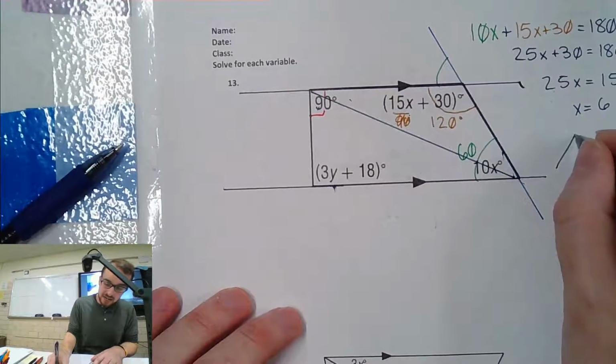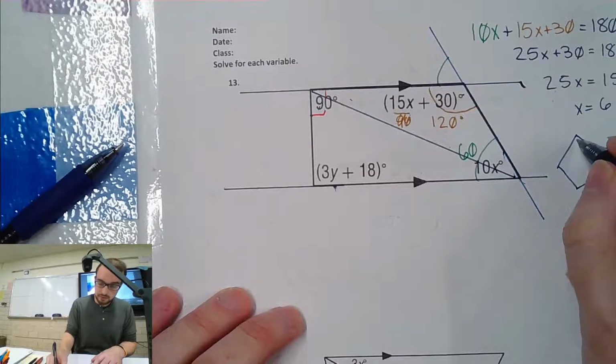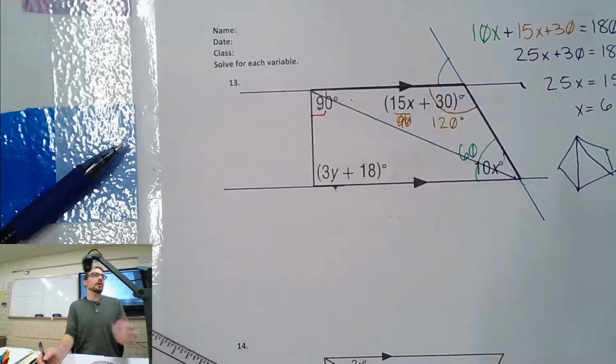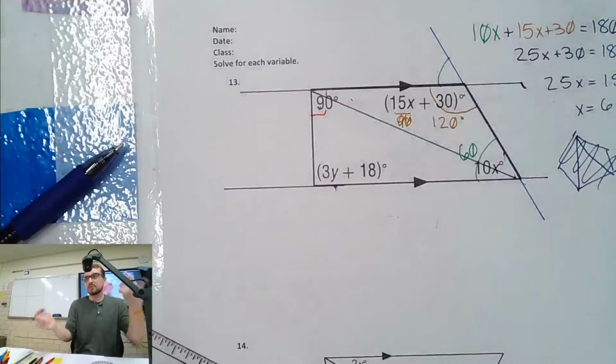So this guy's 360. If I had a 5-sided object, like this, well, there's a triangle, there's a triangle, there's a triangle. It's 180 times 3, right? Whatever that is. You don't have to memorize it. Know what it means. Break it down. So these guys all add up to 360, right?